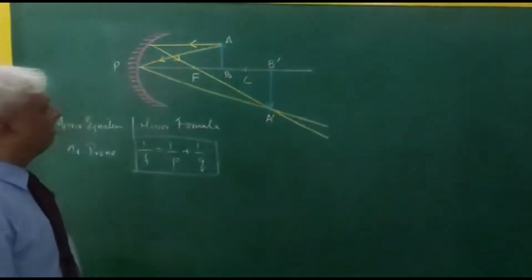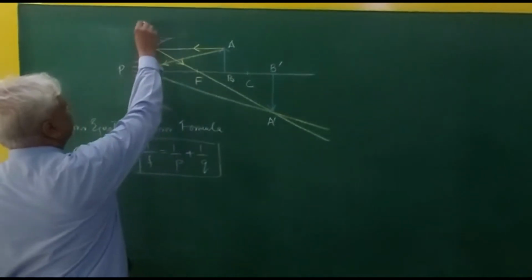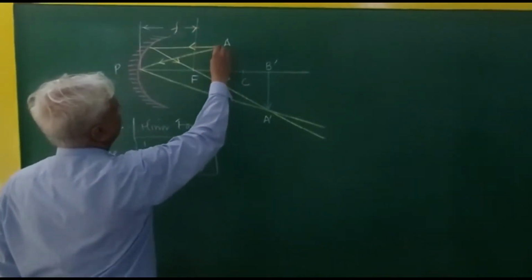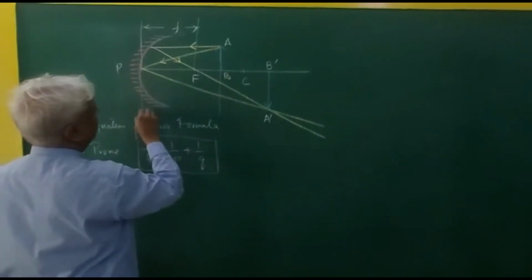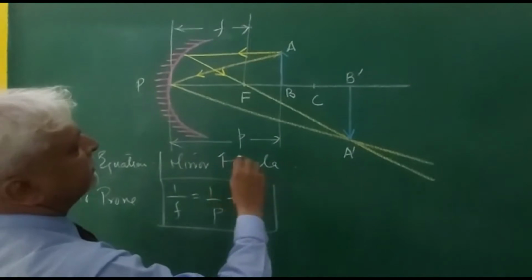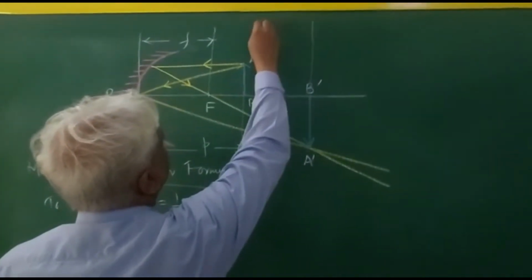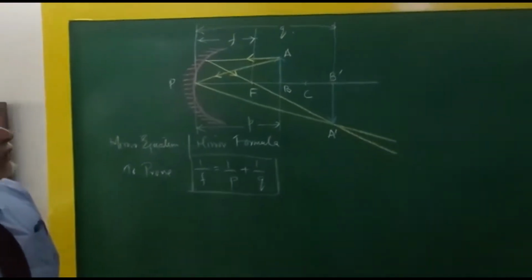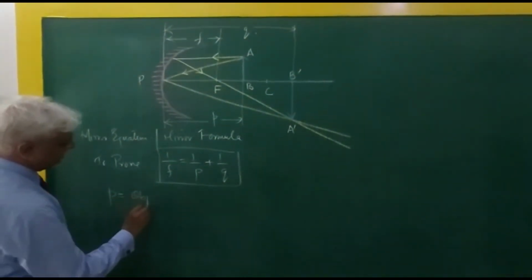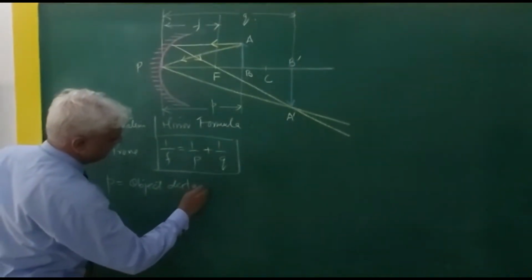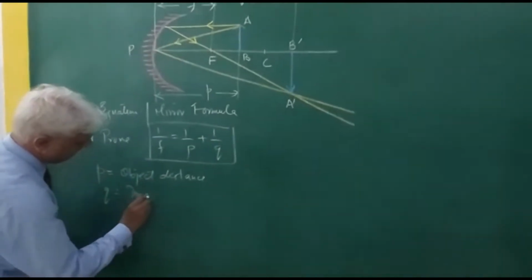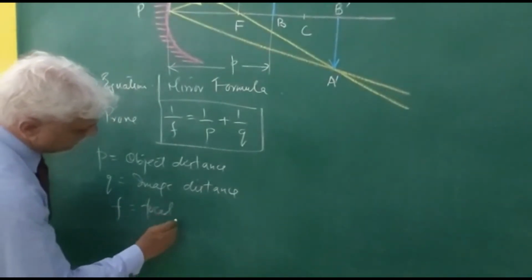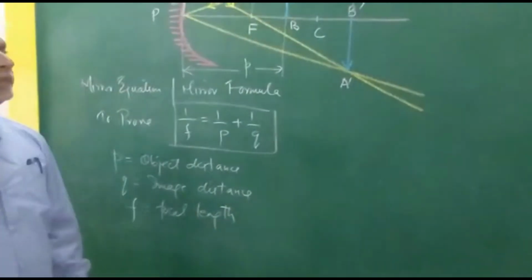Now, let's consider the distance between the principal focus and the pole of the mirror to be F. The distance between the object and the pole as P. The distance between the image and the pole of the mirror as Q. So P is the object distance, Q is your image distance, and F is your focal length, the length between the principal focus and the pole of the mirror.